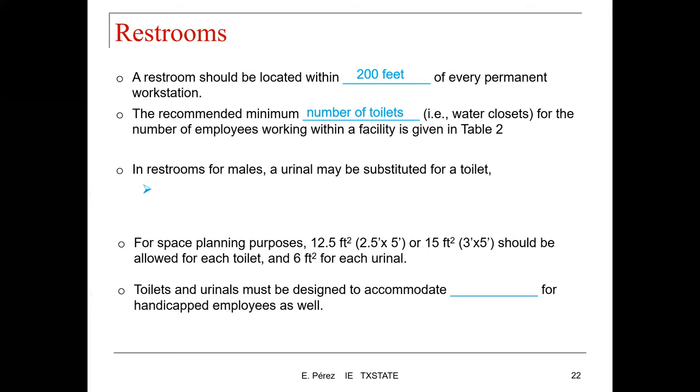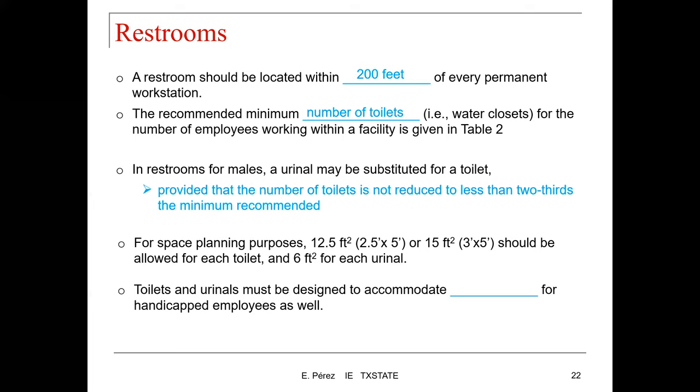In restrooms for males, a urinal may be substituted for a toilet, provided that the number of toilets is not reduced to less than 2/3 of the minimum recommended. For space planning purposes, 12.5 to 15 square feet should be allowed for each toilet and 6 square feet for each urinal. Toilets and urinals must be designed to accommodate wheelchairs for handicapped employees as well.